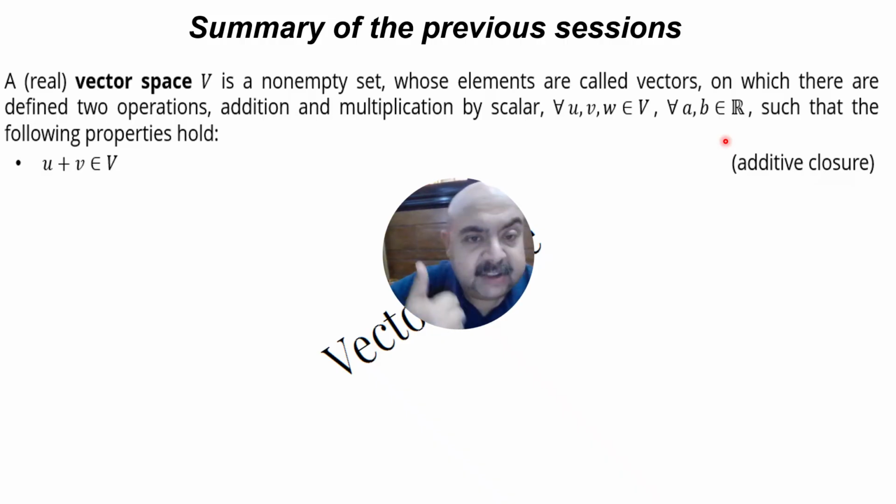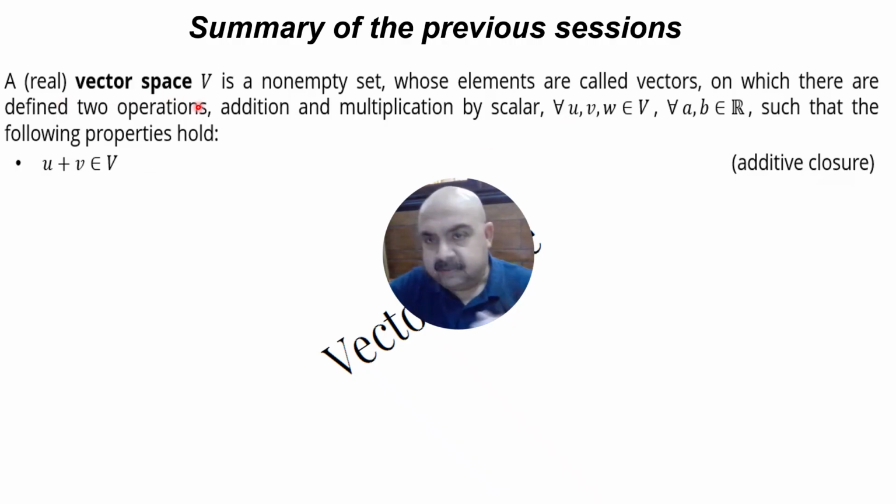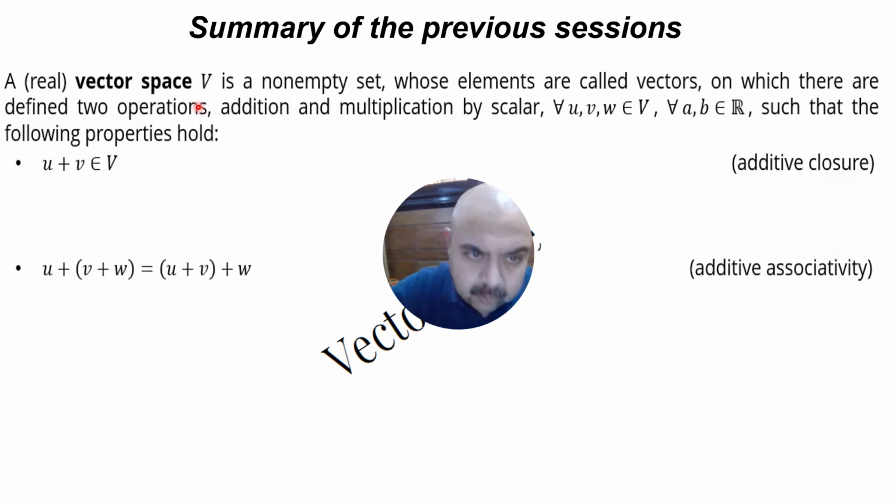Number one, the additive closure, which means if you have two vectors u and v and you add them together, the result will also belong to the main set of the vector space V. So imagine, for example, (1, 1) and (2, 2). If I add them together, they will be (3, 3), and it is also a vector belonging to R2. So that's additive closure.